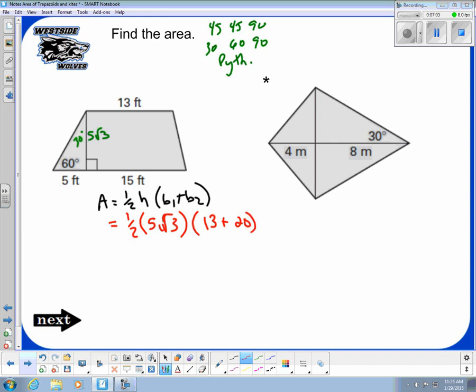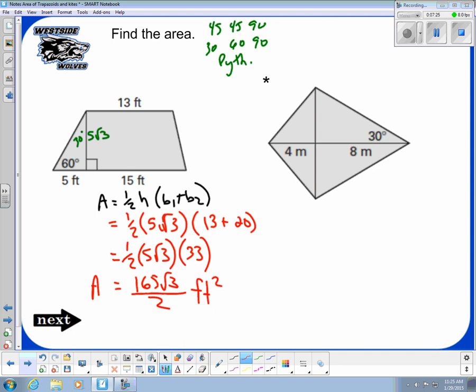Once I have that, I start working through my problem. So that's 1/2 times 5 square root of 3 times 33. Now I can't really take half of any of these numbers, so I'm going to multiply these numbers together. And when we do that, I'm going to get 165 square root of 3 all over 2. And I'm just going to leave that as an improper fraction. We have a unit this time, so don't forget your unit squared.